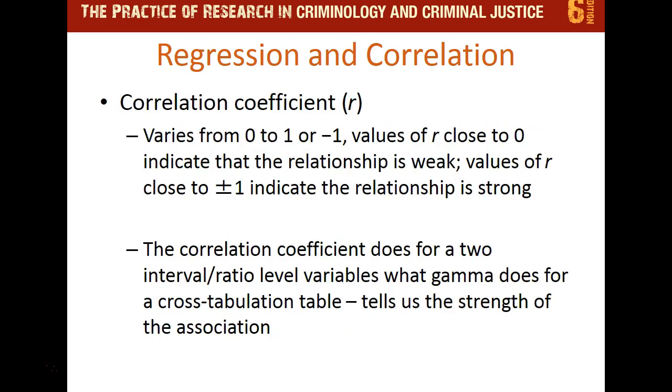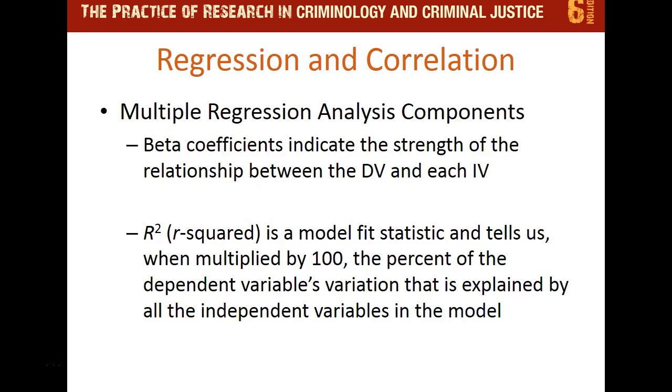In regression, we're looking at the correlation coefficient, or your R value. So you have gamma for descriptives, you have your R value now for regression and correlation, and then with your multiple regression, you're looking at your beta coefficient. So I hope that's not too confusing.